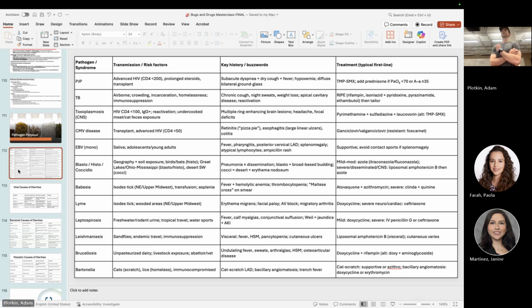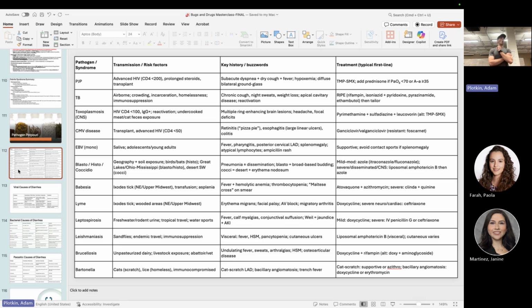Dexamethasone. I don't know what you're thinking of. Okay. TB, are we good on TB? Treatment for TB? Okay, that one you guys should know. Let's see. Toxo. Who gets toxo?